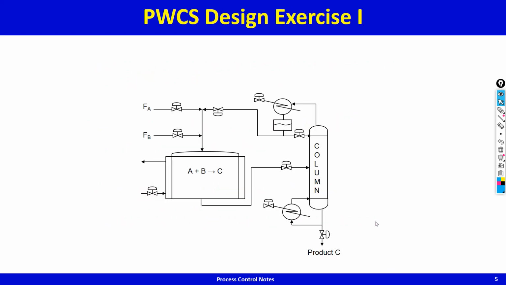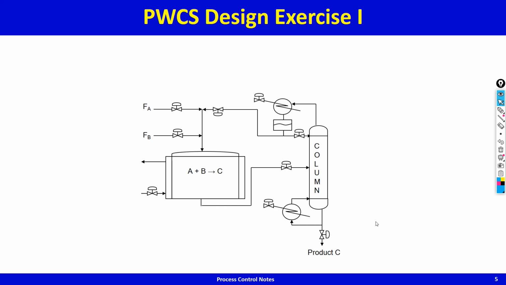Exercise 1. This is the same A plus B goes to C process. I don't need to explain it to you. Steady state degrees of freedom is 6. Control degrees of freedom is 9. 2 level controllers with no effect on steady state on the column. Column operates at given pressure. That takes away 3 degrees of freedom. That leaves us 6 steady state degrees of freedom.